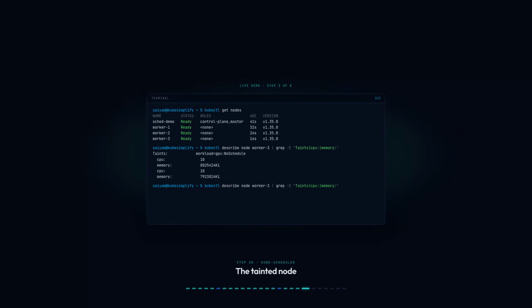So worker 3 is not just any node, it has a taint. workload=gpu:NoSchedule, which means the scheduler will not put anything there unless the pod tolerates it. For a plain nginx pod, worker 3 is invisible. Gone, out of the running.